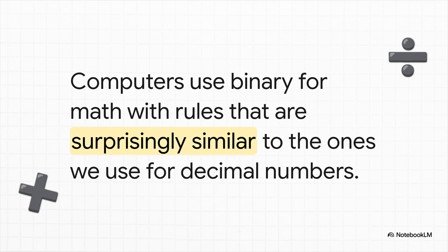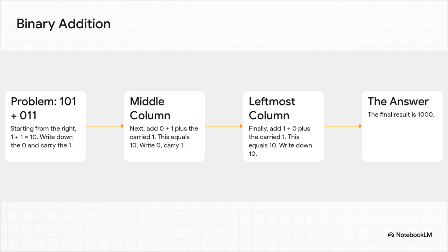Let's start with addition. What's so cool here is how much this looks like the math you already know how to do. Let's add 101 and 011 together. Starting all the way on the right, 1 plus 1 equals, well, not 2. In binary, the number 2 is written as 10. So we put down the 0 and we carry the 1, just like you would in regular math. We do the exact same thing for the next columns and voila, our answer is 1000. See, the method is the same, you just have fewer digits to worry about.